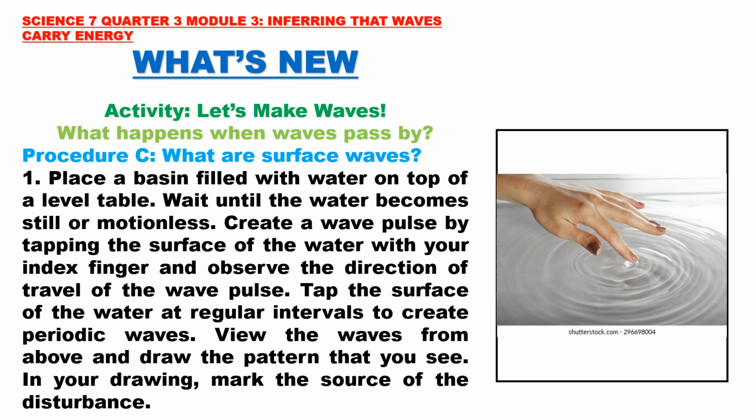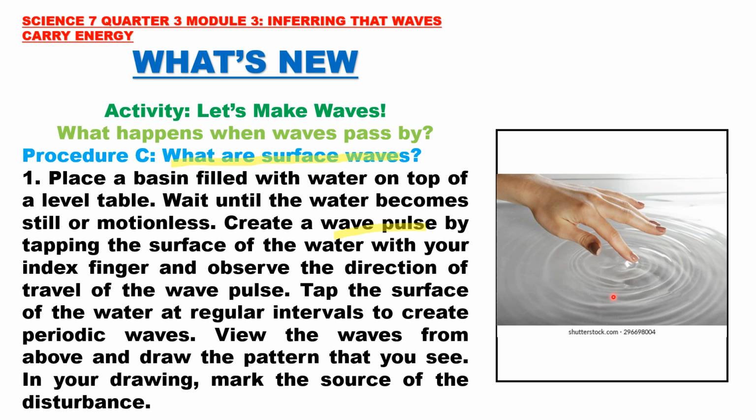So, next, procedure C, what are surface waves? So, kanina, letter A ay transverse waves, sa letter B, longitudinal waves. Ngayon naman punta tayo sa letter C, surface waves. So, place a basin filled with water on top of a level table. Wait until the water becomes still or motionless. Create a wave pulse by tapping the surface of the water with your index finger and observe the direction of travel of the wave pulse. Tap the surface of the water at regular intervals to create periodic waves. View the waves from above and draw the pattern that you see. In your drawing, mark the source of the disturbance.